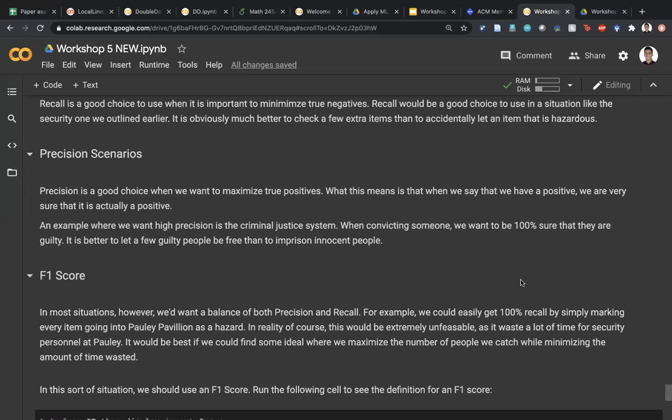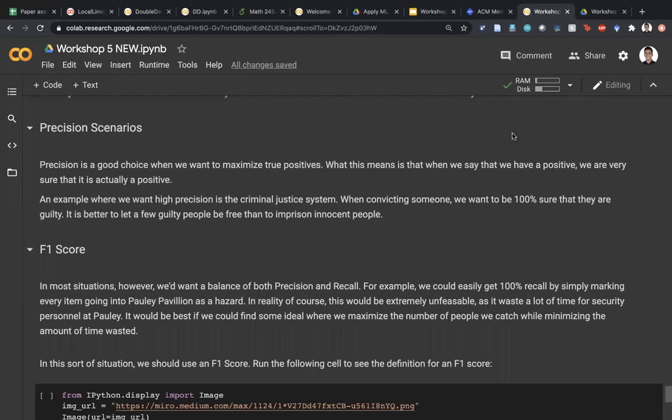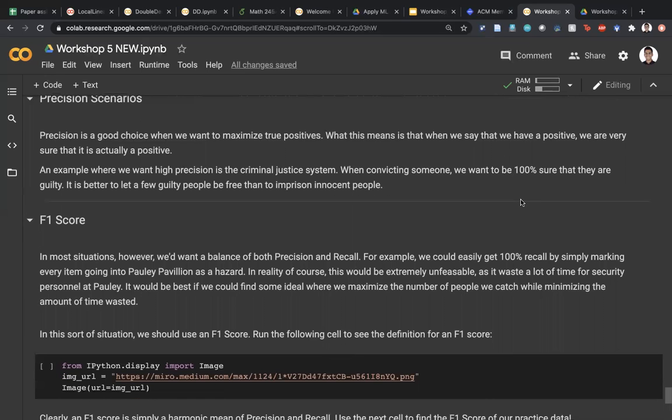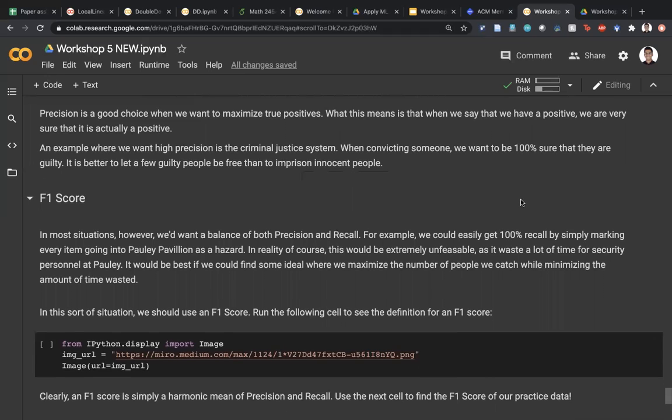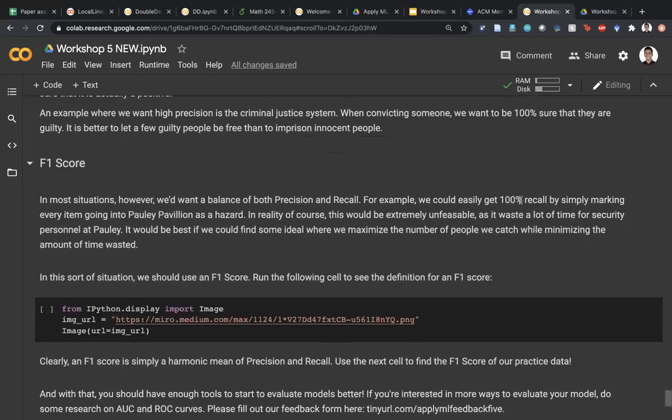So until we have no more doubt that that person is innocent, we don't convict them, right? In my opinion, it's better to let a few guilty people walk free than to imprison innocent people. So precision would be important here because we want to be absolutely sure that when we convict someone, they are actually deserving of that crime and we're not imprisoning anyone that's innocent. So does that make sense? Precision and recall, the scenarios in which we'd use one or the other.